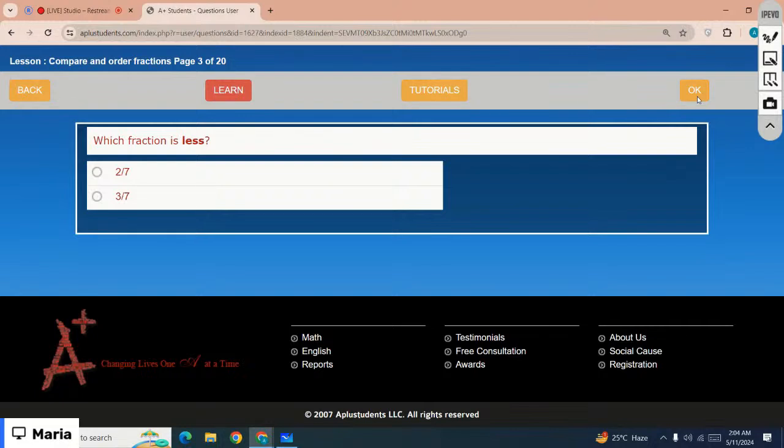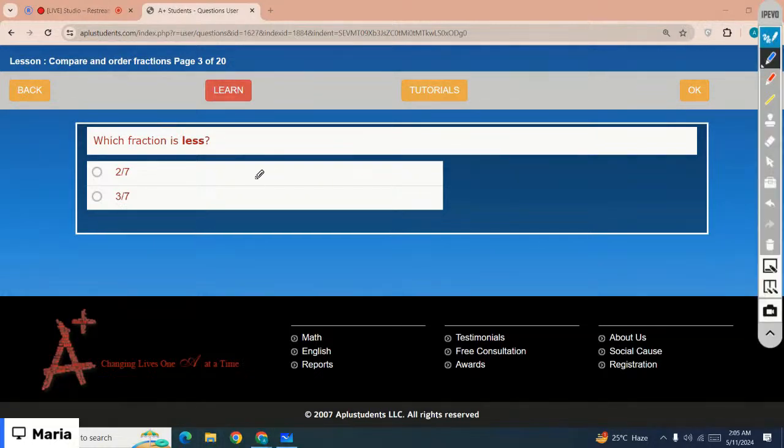Which fraction is less? 3 over 7 and 2 over 7. Let's make two exactly same shapes and divide them into 7 portions, and let's see which is less. This is the first one. 1, 2, 3, 4, 5, 6, 7. Two of them are colored. Then you have another one, exactly the same shape. Now 1, 2, 3, 4, 5, 6, 7. So now three of the portions are colored.